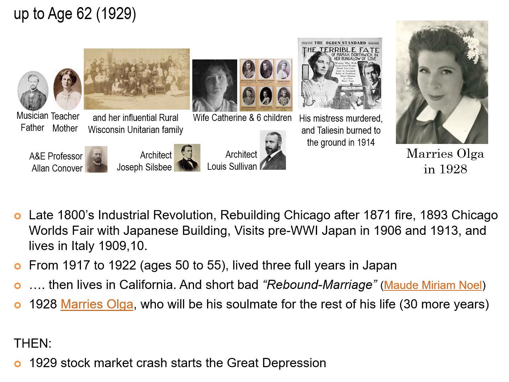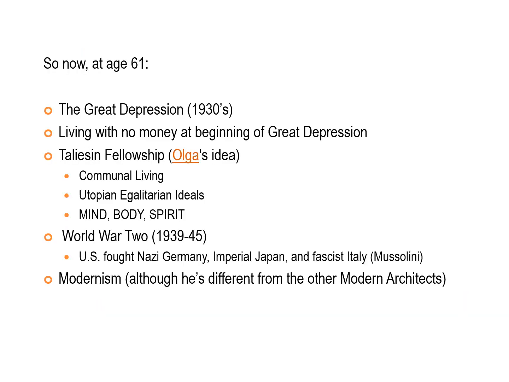So he's had a whole life now of children and other wives and a mistress. He's 60 years old. He's lived through Industrial Revolution, visiting Japan, living in Italy. And now the stock market has just crashed, and the United States is entering into the Great Depression. So now at age 61, he's dealing with the Great Depression. Decade after that, World War II will start.